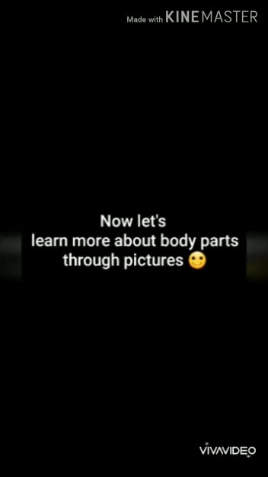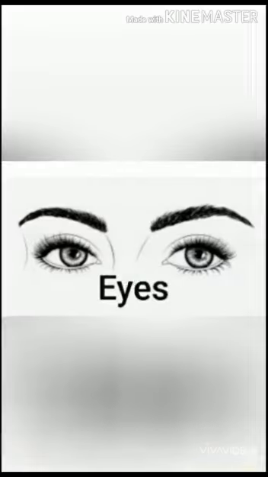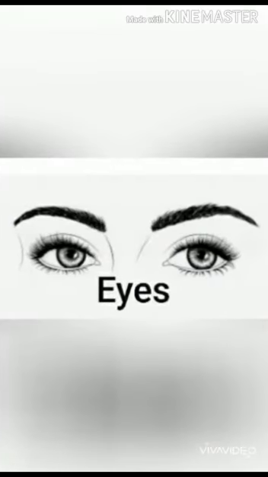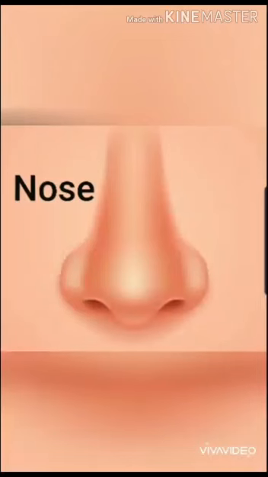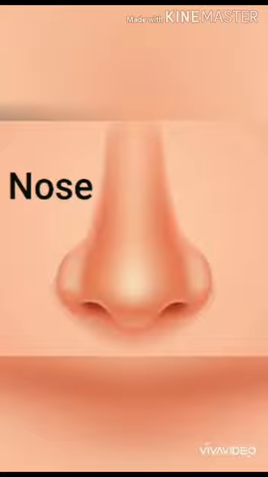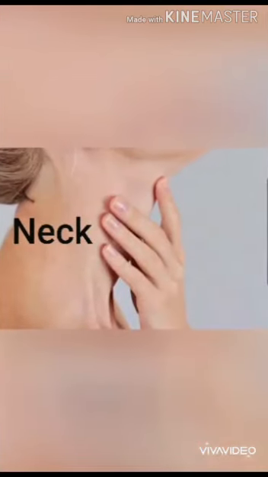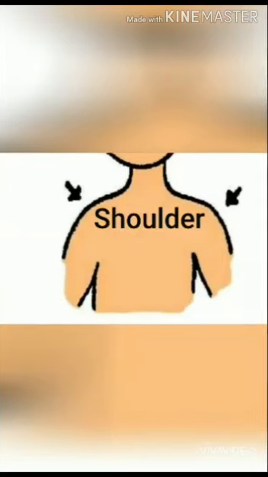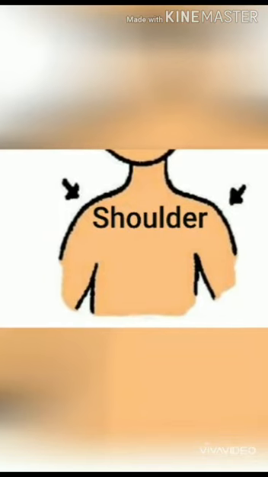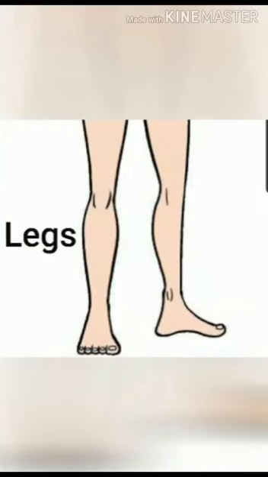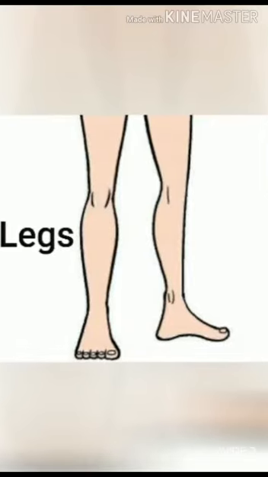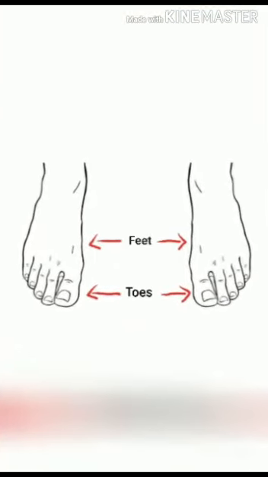Now let's learn more about body parts through pictures. Head, eyes, we have two eyes, two ears, one nose, one neck, two shoulders, two hands and 10 fingers, two legs, two feet and 10 toes.